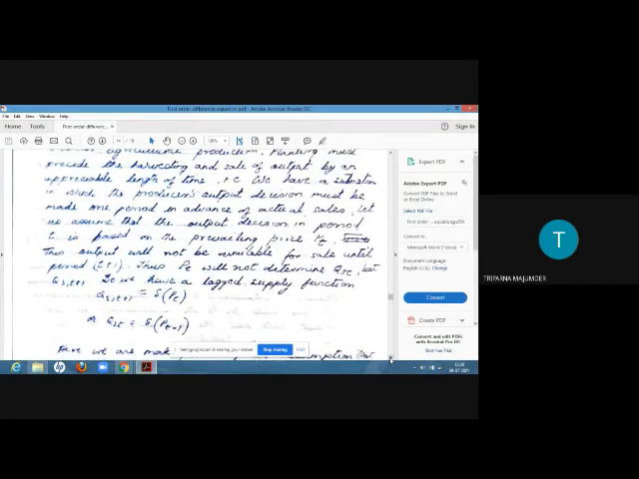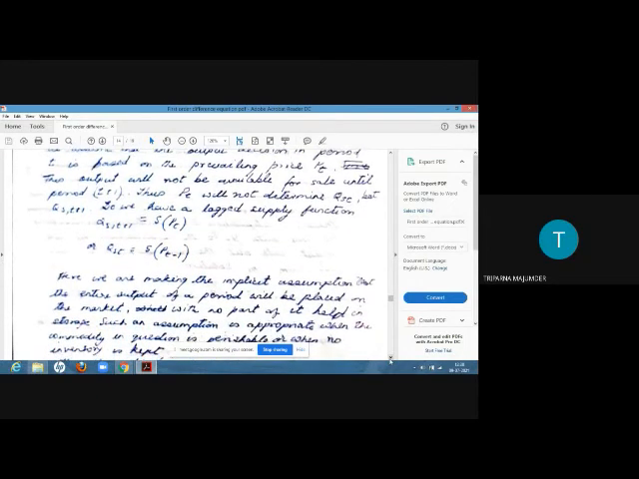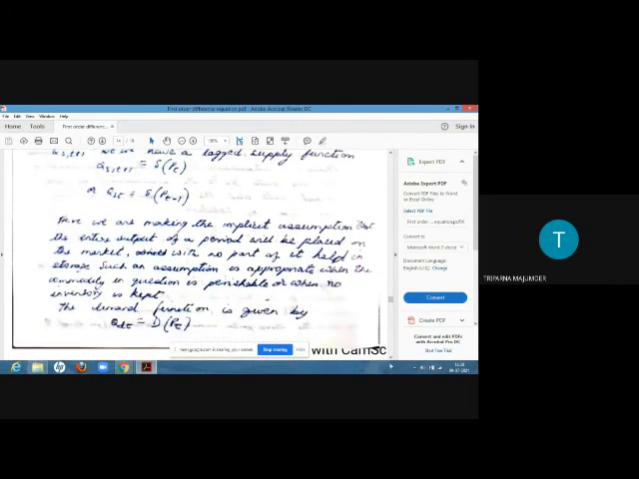Therefore, we have a lagged supply function, that is QS(t+1) is equal to S(P_t). The price in the period t determines the supply of period t+1. Or we can write QS_t is equal to S(P_{t-1}). We can write it like this, as you have seen in the beginning of trying to solve this differential equation.